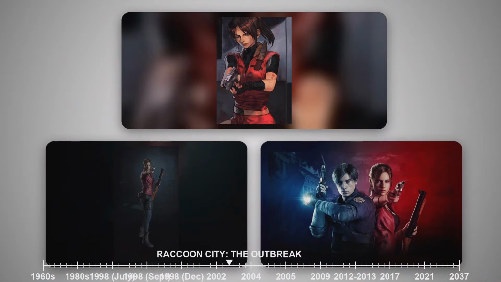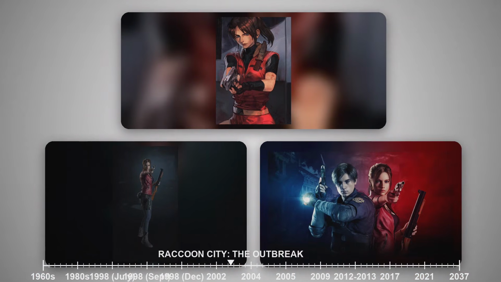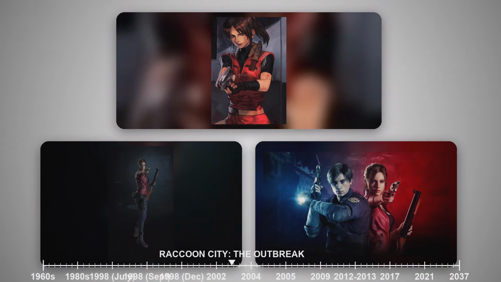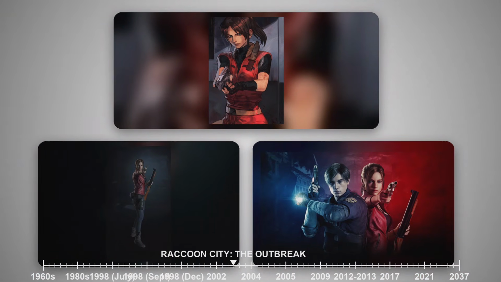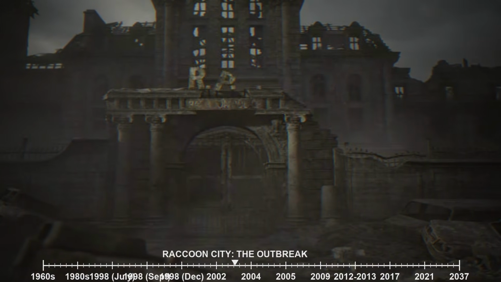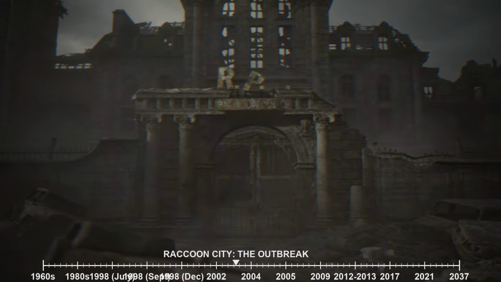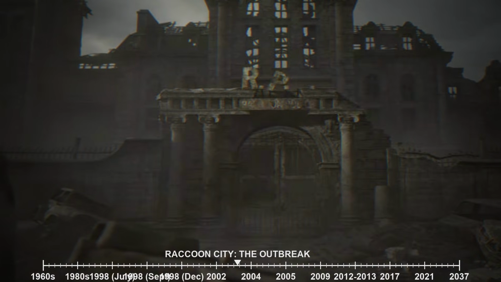This discovery fueled Claire's resolve, transforming her personal search for Chris into a broader mission to expose Umbrella and protect the vulnerable. The orphanage, once a place of refuge, had become another casualty of corporate greed, a stark reminder of the innocent lives caught in the crossfire.